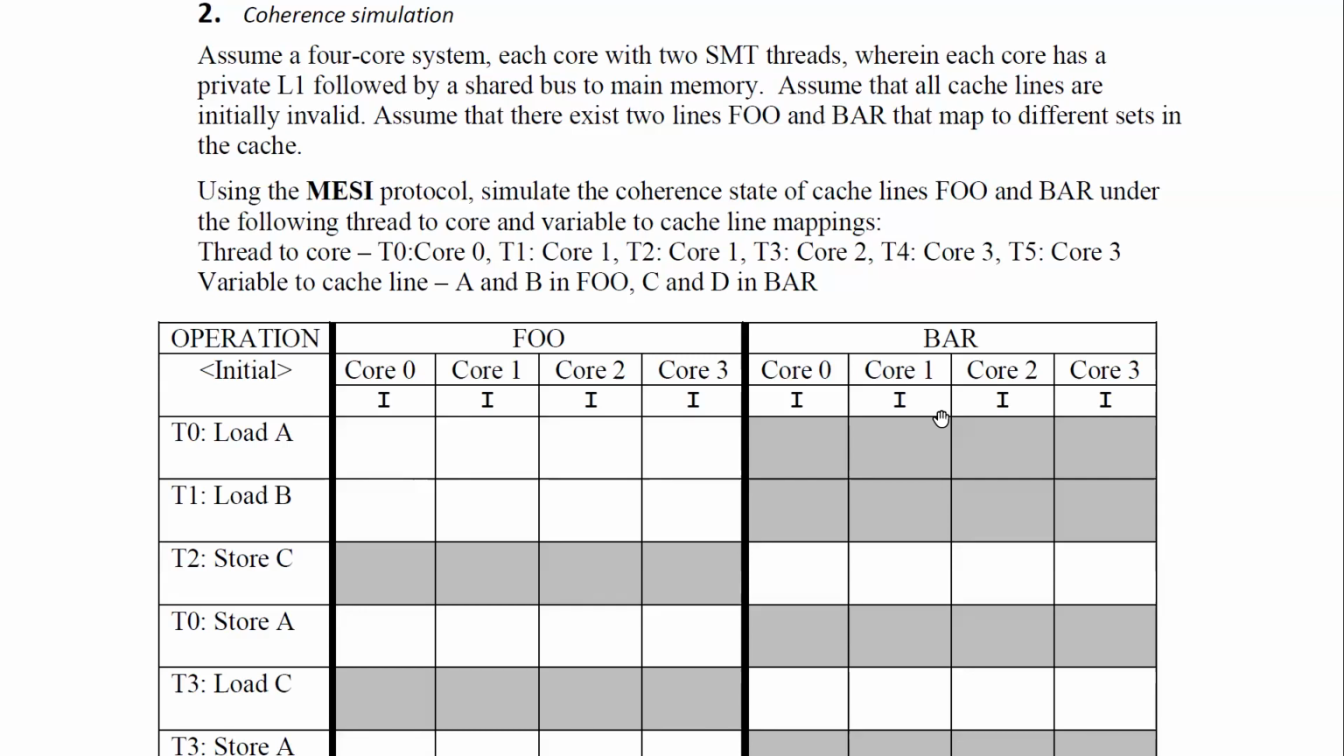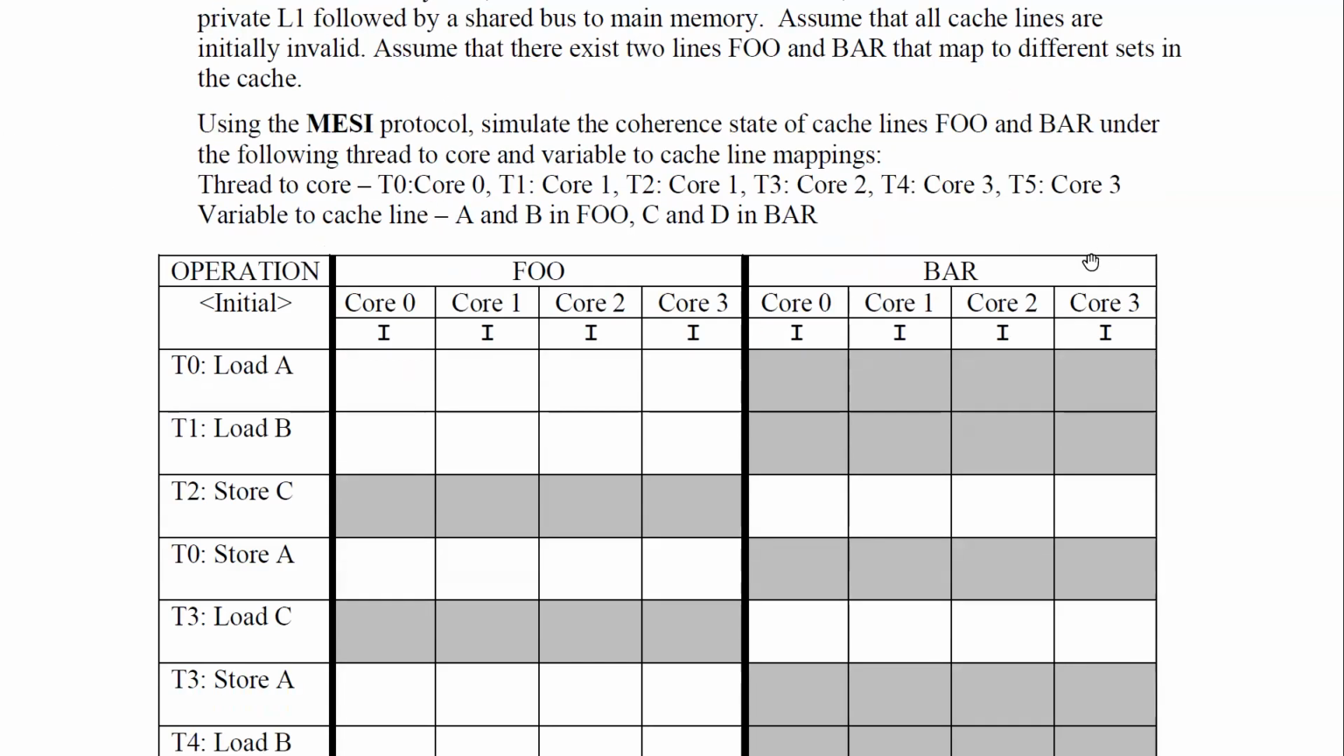Okay, coherence protocol simulation. This is mechanical, but we'll go through it, right? So given a protocol, MESI, MSI, VI would be kind of boring. It's not going to be VI, right? And some mapping of threads to cores and variables to cache lines, right? Then we can simulate some sequence of operations to these variables.